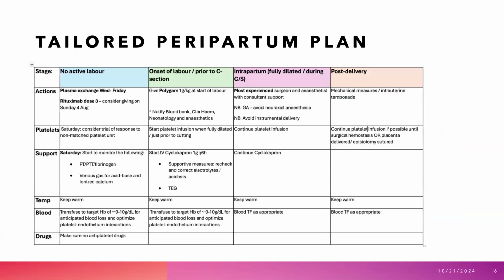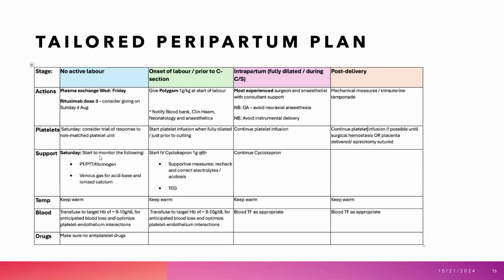Then, not to go through this in extreme detail, but we gave a lot of thought to this birth plan, and drew up a stepwise approach that the obstetricians should follow prior to active labor, at the onset of labor, or prior to C-section, whichever method was going to be best for the mother and the fetus, and then during delivery as well as post-delivery. This was trying to consider all aspects of hemostasis. Firstly, trying to reduce the antibody load, as I've alluded to, avoiding neuraxial anesthesia as far as possible, and then what we were going to do about platelets.